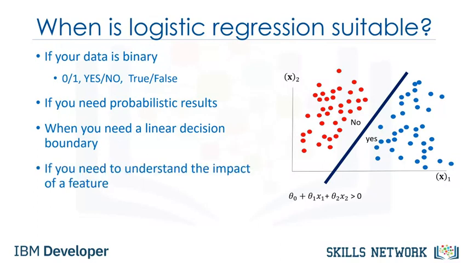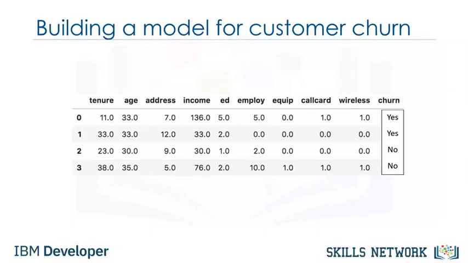Fourth, you need to understand the impact of a feature. You can select the best features based on the statistical significance of the logistic regression model coefficients or parameters. That is, after finding the optimum parameters, a feature x with the weight theta 1 close to 0 has a smaller effect on the prediction than features with large absolute values of theta 1. Indeed, it allows us to understand the impact an independent variable has on the dependent variable while controlling other independent variables. Let's look at our dataset again.